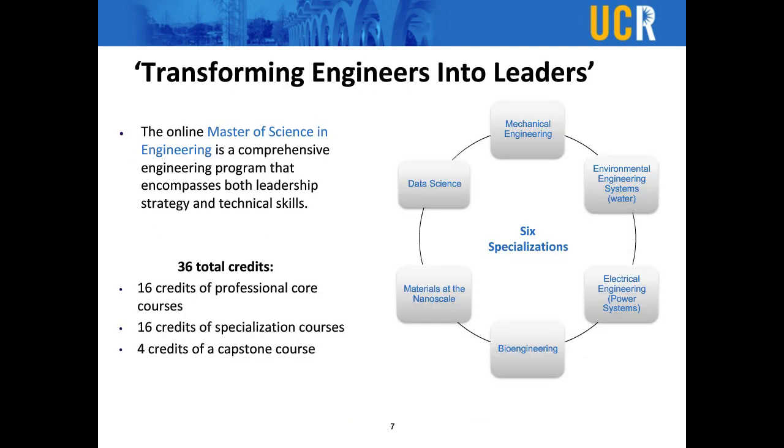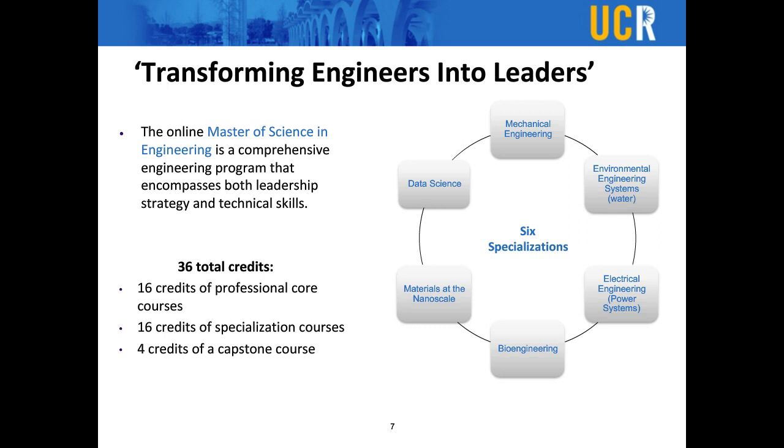Now, before we dive into the admissions requirements, just want to do a quick review of the program. It is an online Master of Science in Engineering with a focus in one of 6 different areas. The program does require successful completion of 36 total credits. That's 9 courses, each course rated at 4 credits.